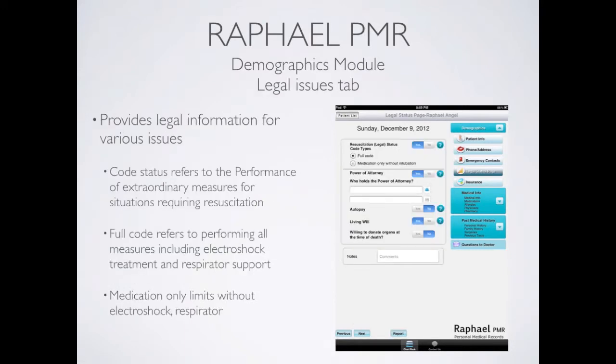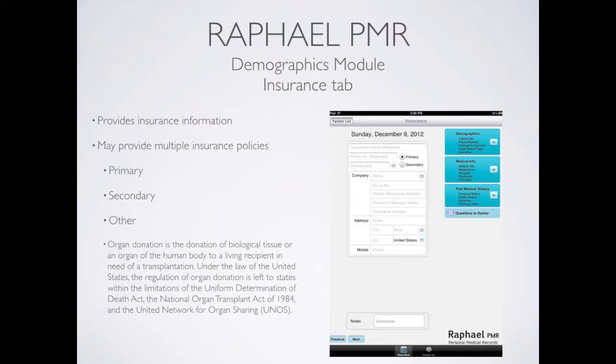Legal issues covers things such as resuscitation during emergencies, whether it's a full code or medicines without resuscitation, power of attorney, whether there is one or isn't one, who has it, their name and address or phone number, whether there's to be an autopsy or not, if there's a living will or not, if the patient is willing to donate organs at that time. The insurance tab allows us to place in multiple insurers, primary, secondary, and so forth.